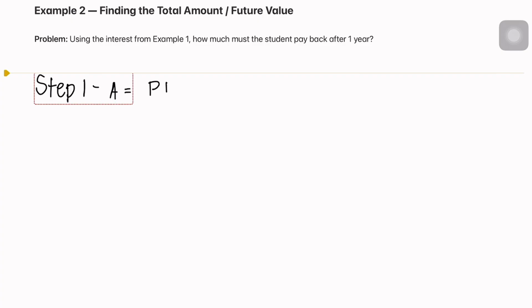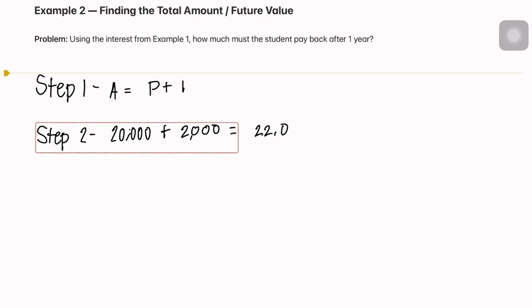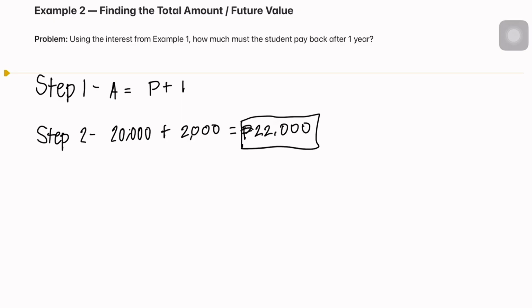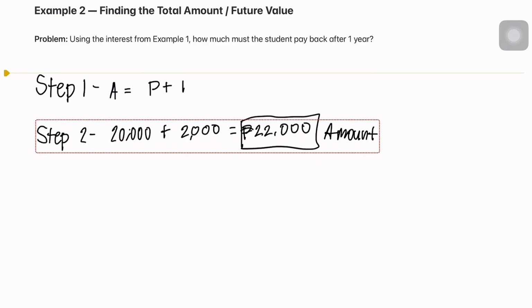Step 1. We should know the formula for the future value, which is A is equal to P plus I. As we remember, the value of our P in example number 1 is 20,000 and the value of our I is 2,000. So we have their values now. Let's just add them up so that we have the answer, which is 22,000 pesos.